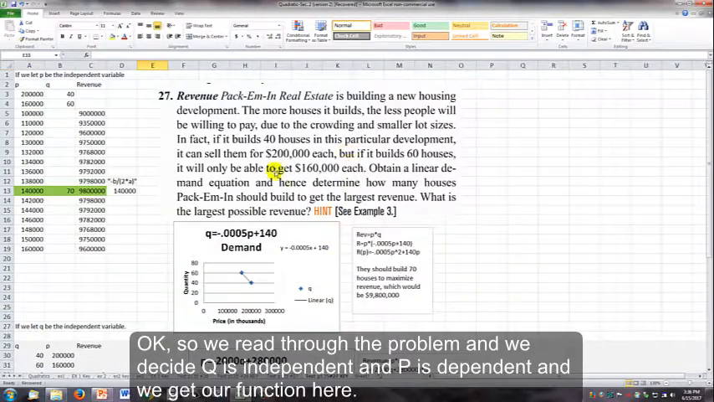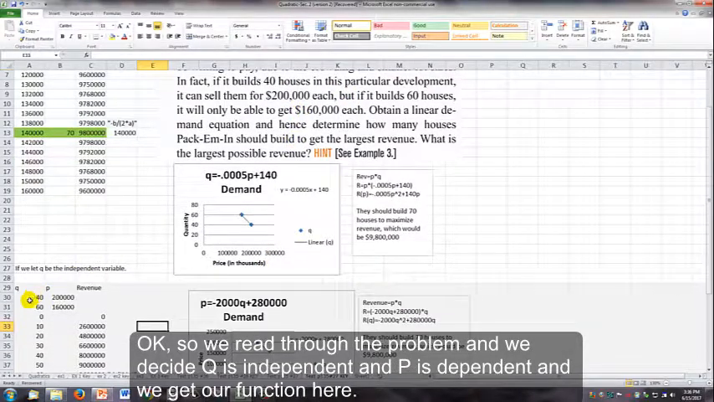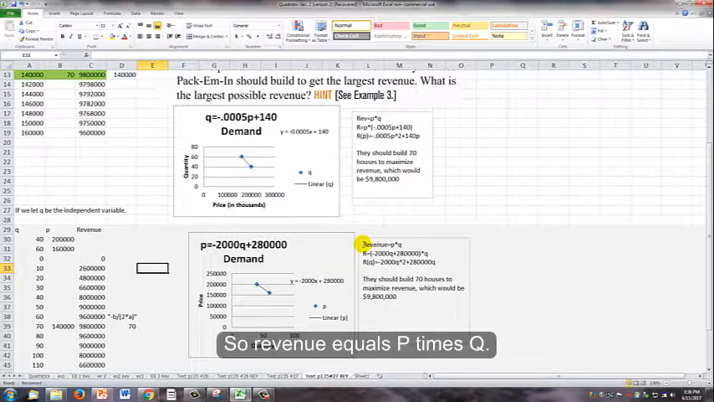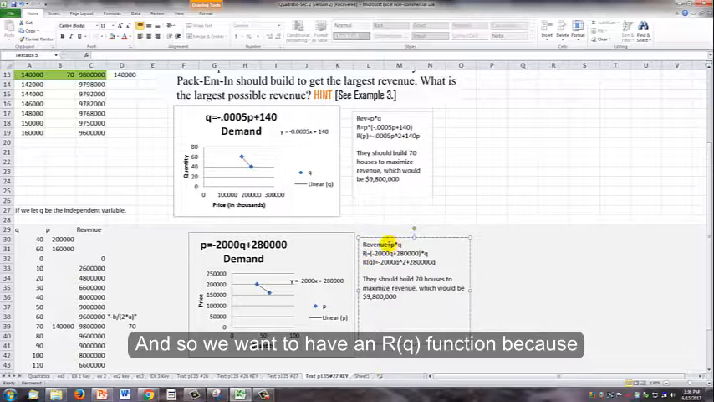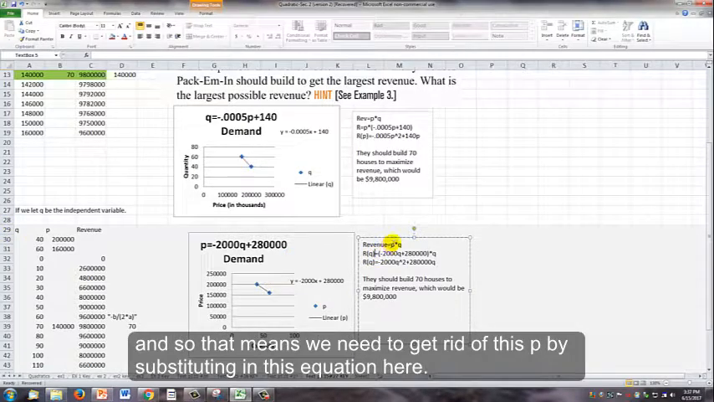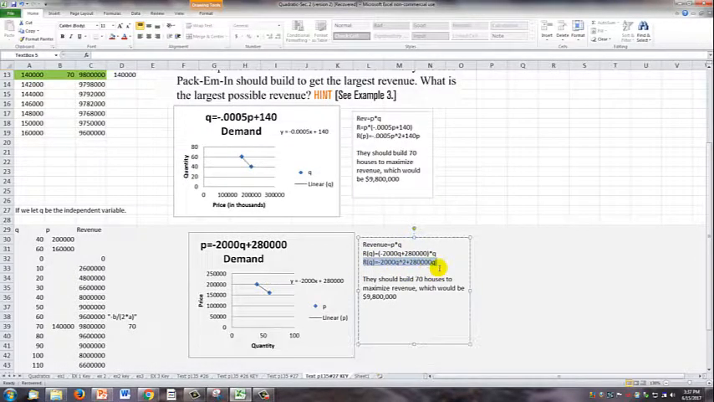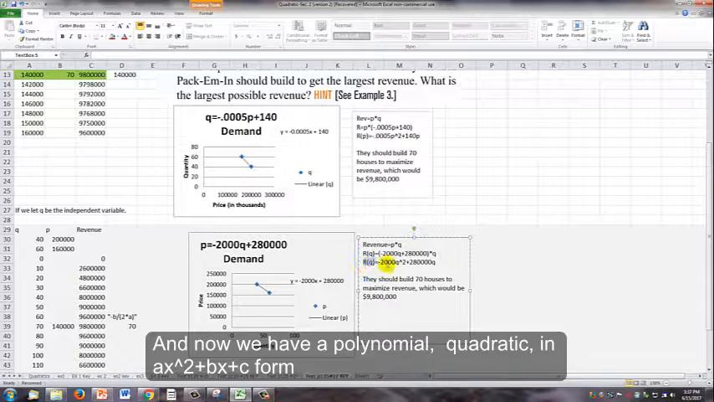Okay, so we read through the problem and we decide Q is independent and P is dependent, and we get our function here, which I recopied here with the right variables. And you need to build a revenue function. So revenue equals P times Q. And so we want to have an R of Q function because we decided Q was independent. And so that means we need to get rid of this P by substituting in this equation here. And then you get R of Q equals negative 2,000 Q squared plus 280,000 Q. And now we have a polynomial, a quadratic in ax squared plus bx plus c form.